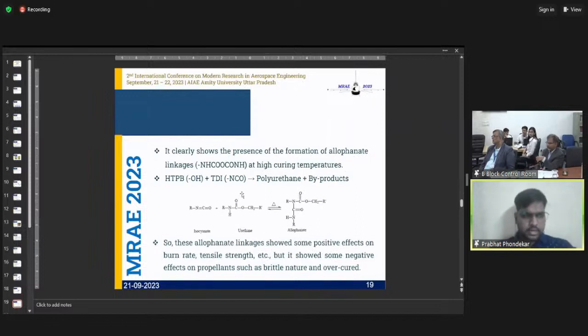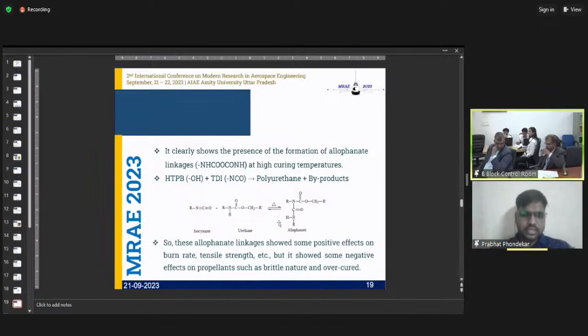HTPB is the fuel binder and TDI is the curing agent. When these two react with each other, polyurethane will form. So this is the conventional process. But when we increase the temperature, it will again react with the isocyanate and form the allophanate linkage. So what can this indicate?